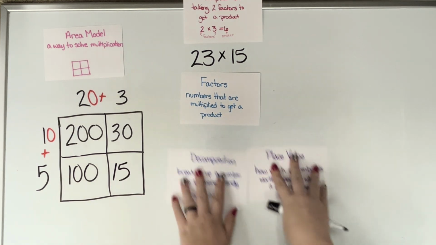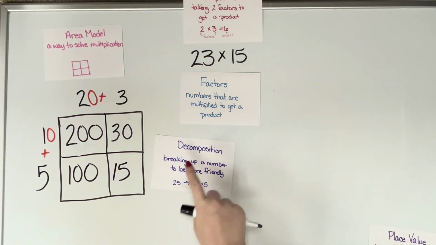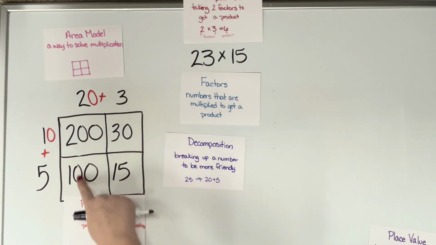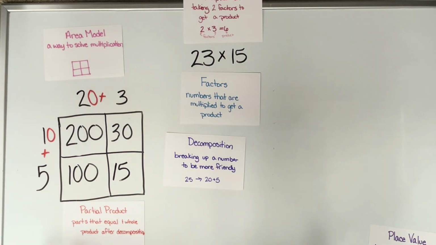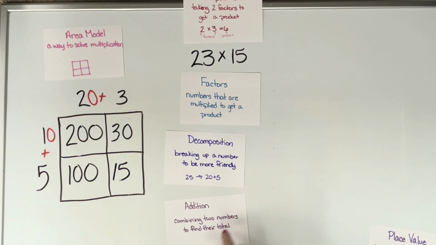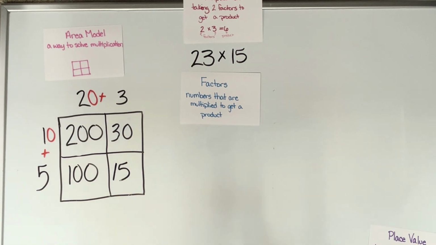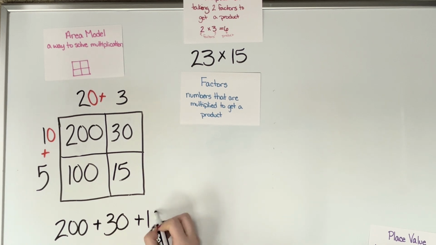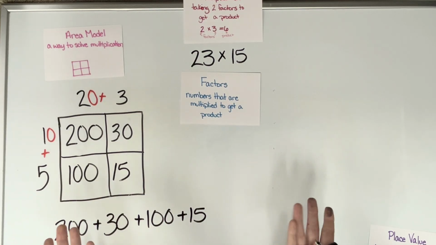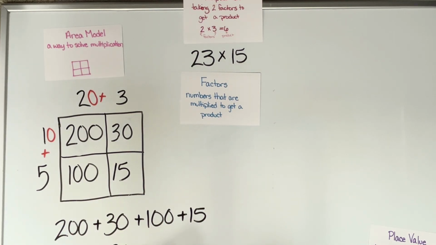Nope. Because we decomposed our numbers, we got our partial products. Remember, in multiplication, we need a final product. Partial products can then be added to become our final product. So we're going to write all of our partial products down at the bottom here. So 200 plus 30 plus 100 and plus 15. And that means our final answer is 345. Sorry, the camera kind of cut that out.